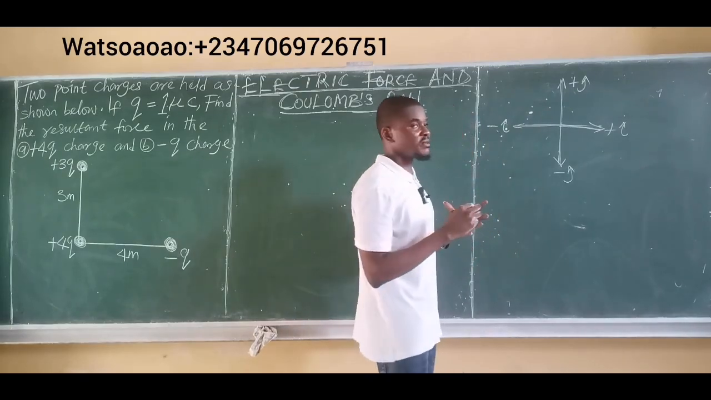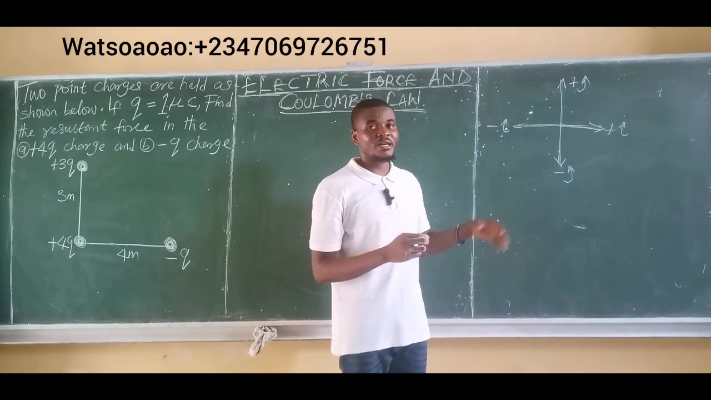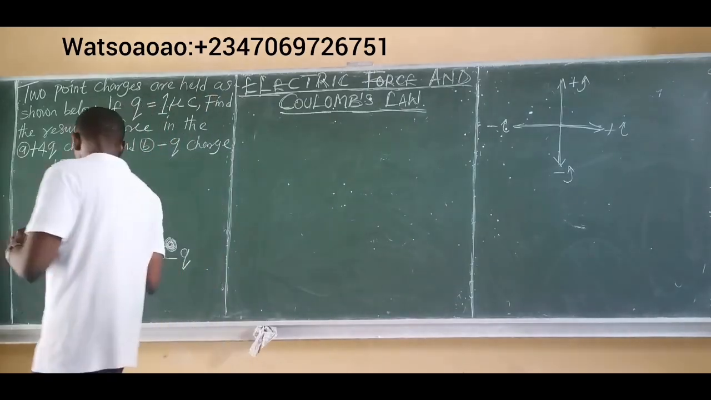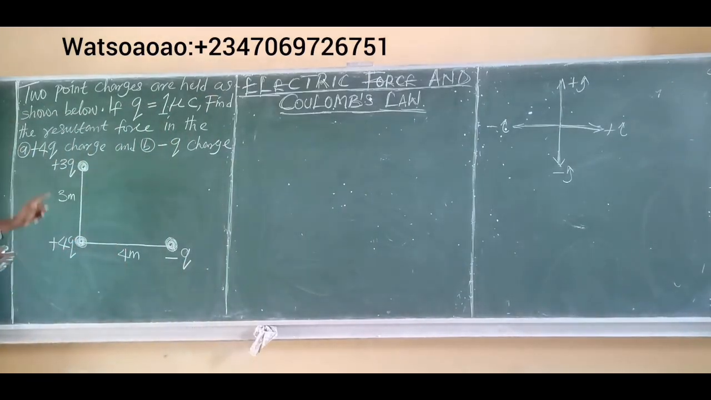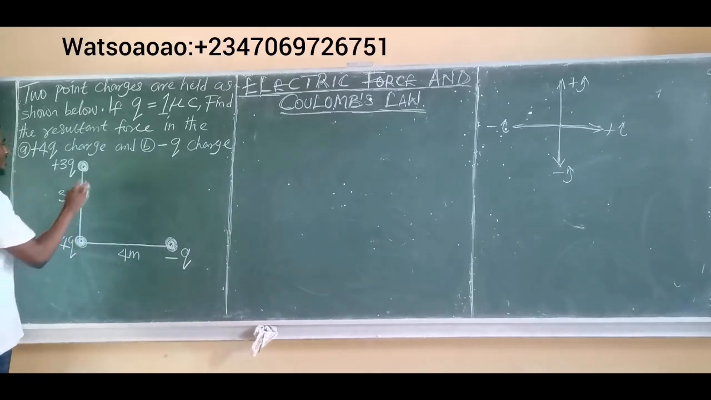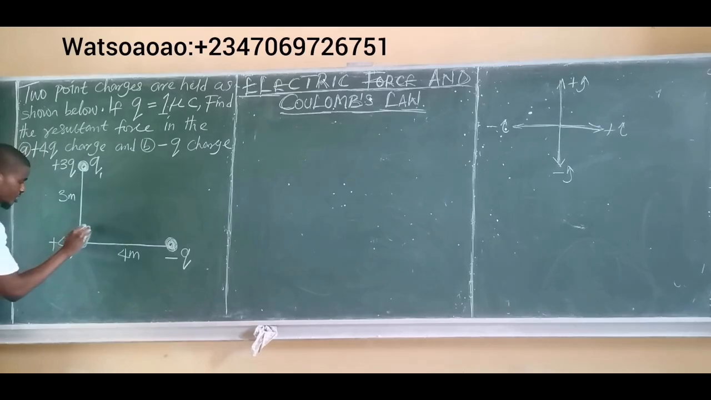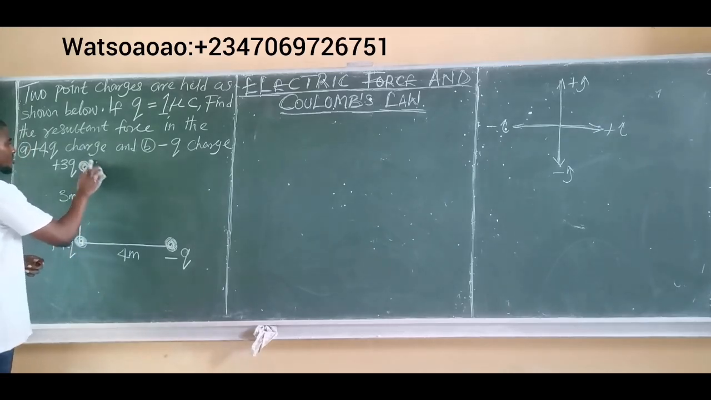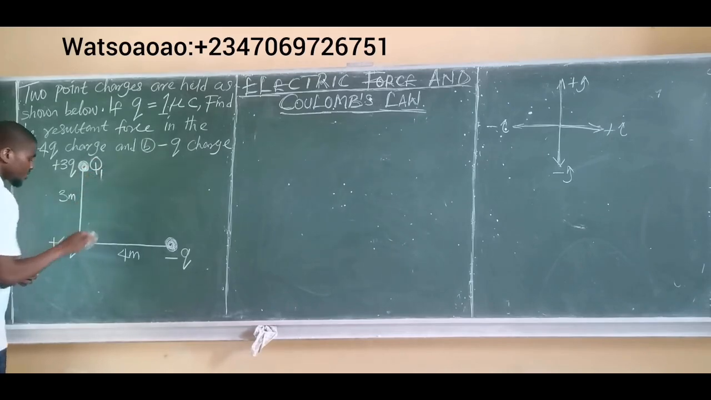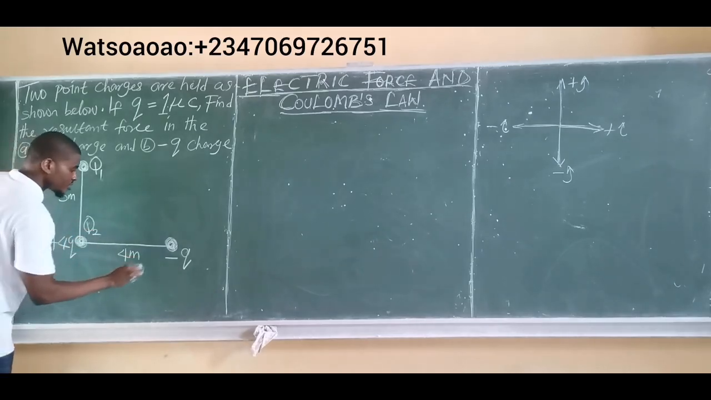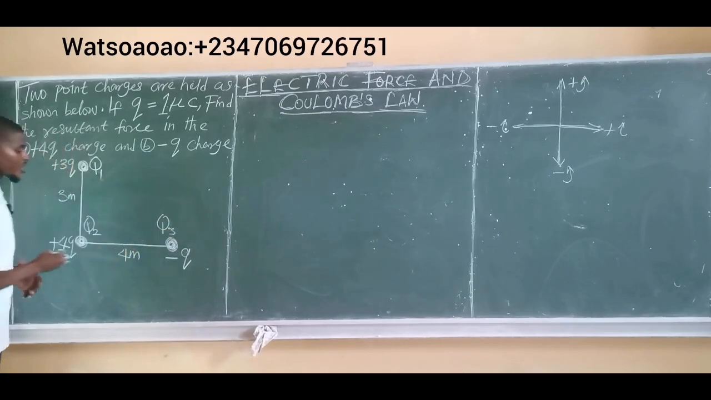Now, you have to keep all of this in mind when we start solving, because we are going to be playing around with this in that question. Now, another thing I want you to do is, we have been given the arrangement of these charges as this. This is plus 3Q charge, and this is plus 4Q charge. This is negative Q charge. So let's call the plus 3Q charge Q1. Let's call the plus 4Q charge Q2. Call the negative Q charge Q3.